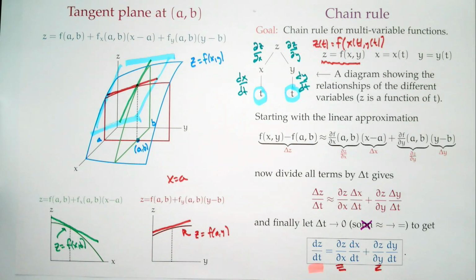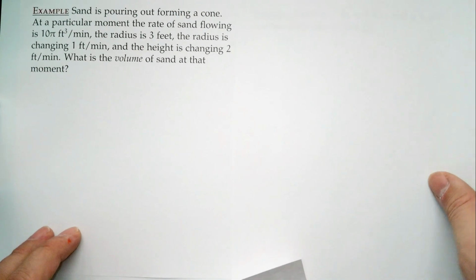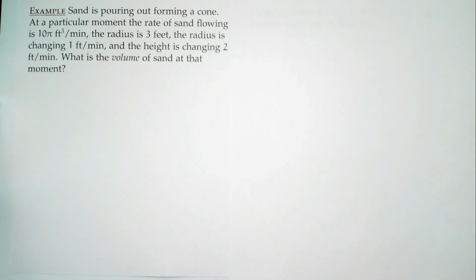Let's do some examples. All right, some warm-ups. So sand is pouring out, forming a cone. And at a particular moment, the rate of sand flowing is 10 pi cubic feet per minute. The radius is 3 feet. The radius is changing 1 foot per minute, and the height is changing 2 feet per minute. What's the volume of sand at that moment?